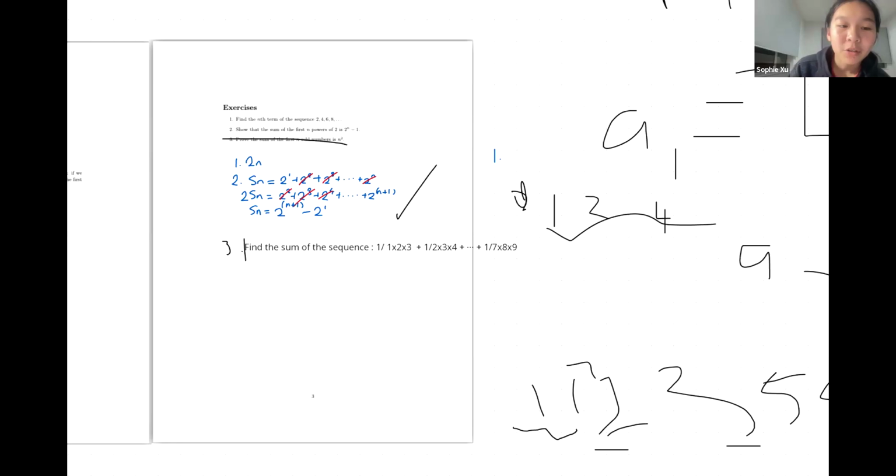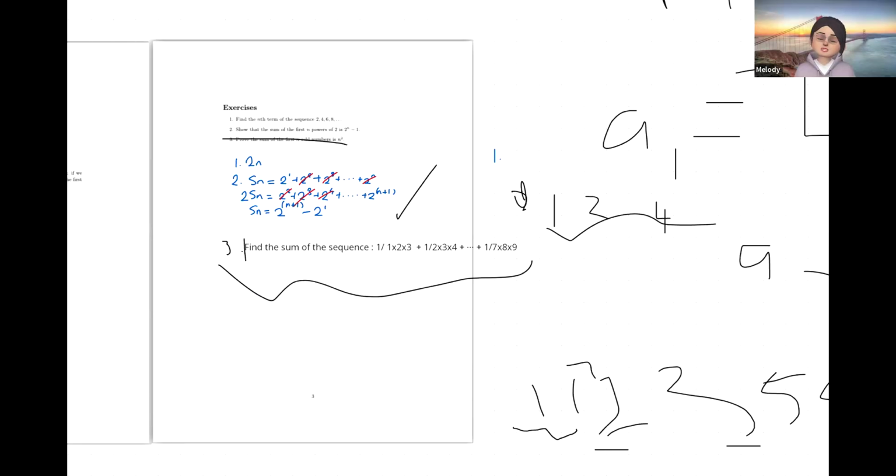Try and do question 3. This might require a bit more brain power and a bit more thinking. But it's basically the same idea as before. You try and split it into two fractions so you can link it together, you know? Wait, I'll just try. Yeah.